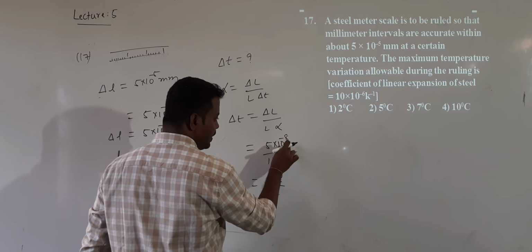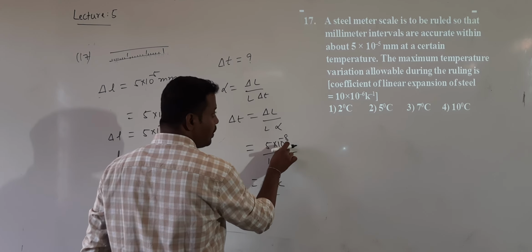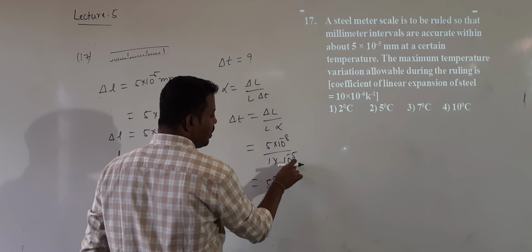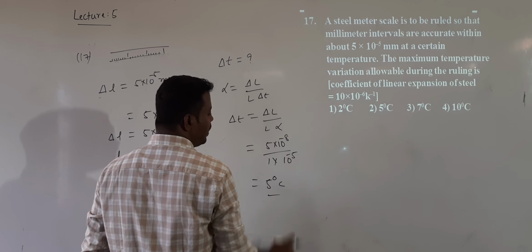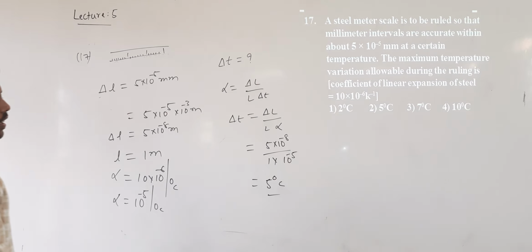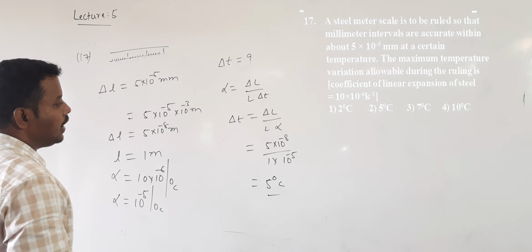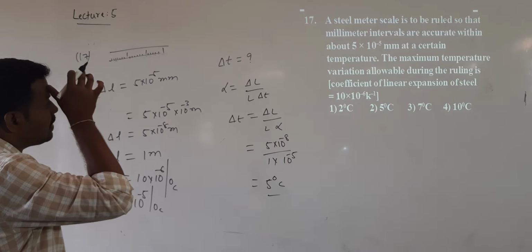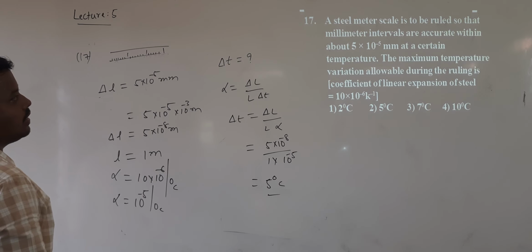But here, as per this given data, this is 10 power minus 8 and this is 10 power minus 5. 10 power minus 5 will go to the numerator, that is 10 power minus plus 5. I will get the answer 5 into 10 power of minus 3. But the answer should be 5 degrees Celsius.